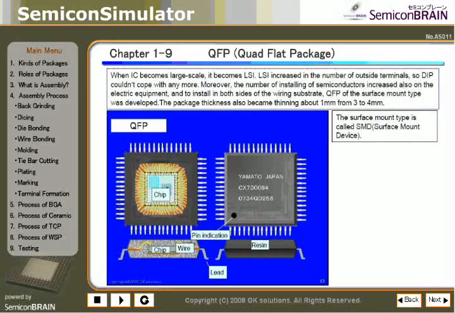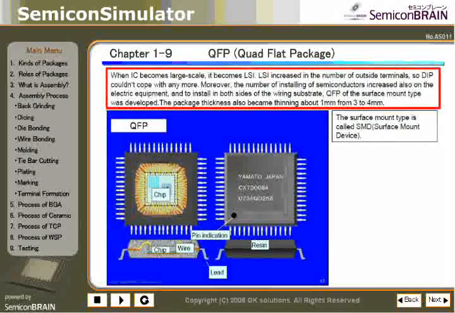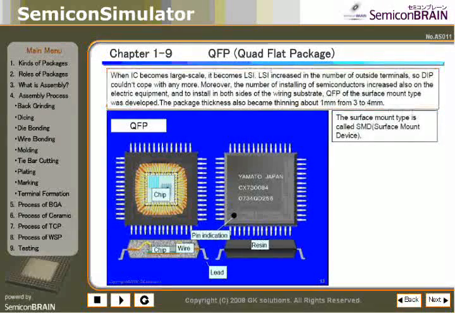Chapter 1-9 QFP Quad Flat Package. When IC becomes large scale, it becomes LSI. LSI increased in the number of outside terminals, so DIP couldn't cope with any more. Moreover, the number of semiconductors installed in electric equipment also increased, and to install them on both sides of the wiring substrate, QFP of the surface mount type was developed. The package thickness also became thinner, from about 3 to 4 millimeters to 1 millimeter. The surface mount type is called SMD, Surface Mount Device.